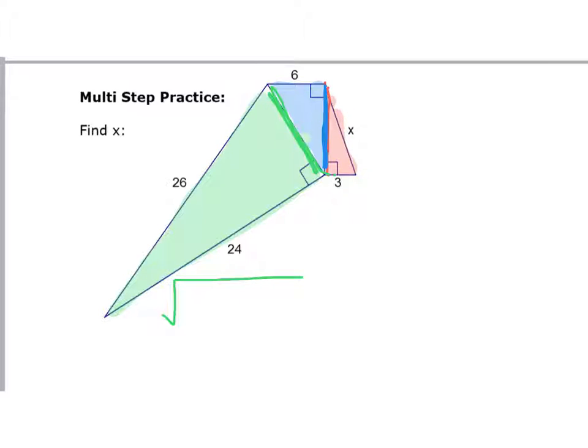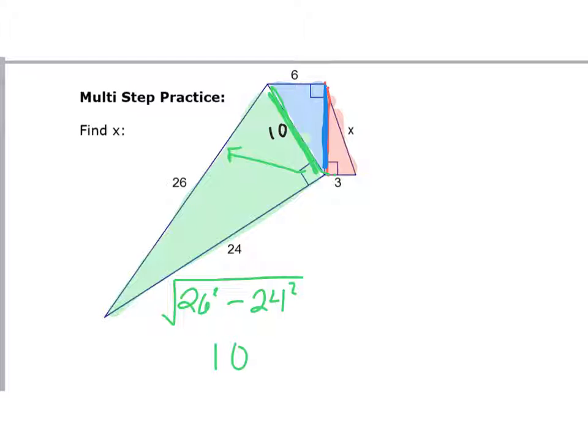Is that green piece a leg or a hypotenuse? Of the green triangle, it's a what? It's a leg, right? Because if I go across from here, my hypotenuse is the 26. So am I going to add or subtract? I'm going to subtract. Which one goes in first? 26 squared. And what's my second number? 24 squared. What is the square root of 26 squared minus 24 squared? 10. But that's not my answer. That's just how long that piece is.